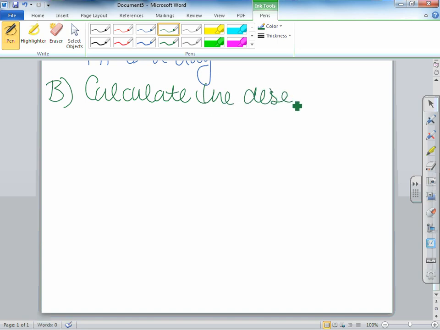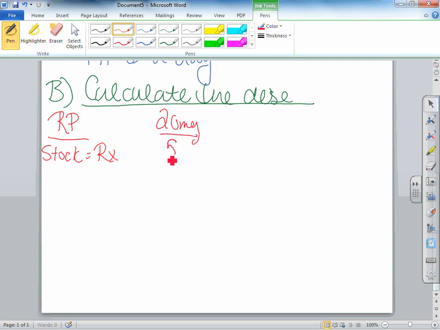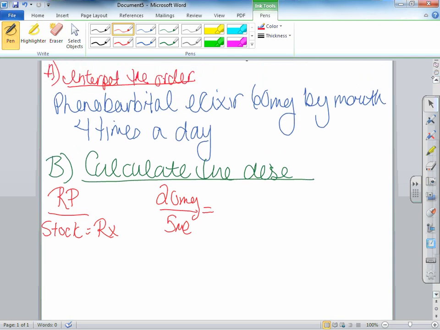All right. So in order to calculate the dose, you're either going to use the formula method or you're going to use the ratio proportion method. So I'm going to use the ratio proportion method, where you take what you have in stock equals what the prescription is asking. So what we have in stock, again, the label reads 20 milligrams per 5 milliliters. What the order is asking, if I read back up to the order, is asking for 60 milligrams. That 60 milligrams goes at the top because milligrams is the unit that's at the top left. On the left hand side, you're going to put X at the bottom.